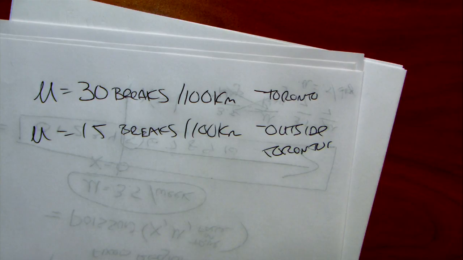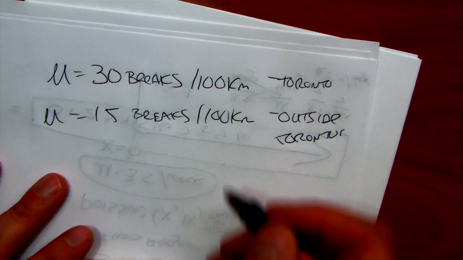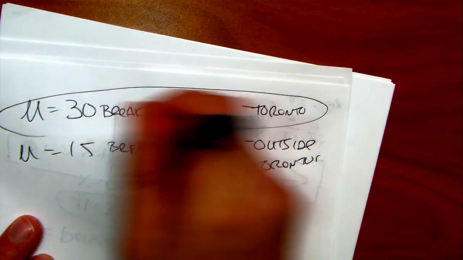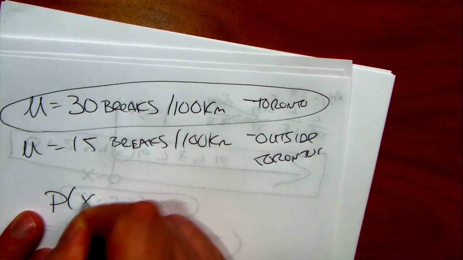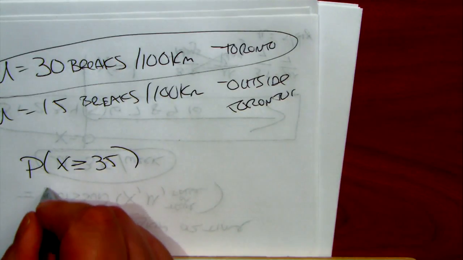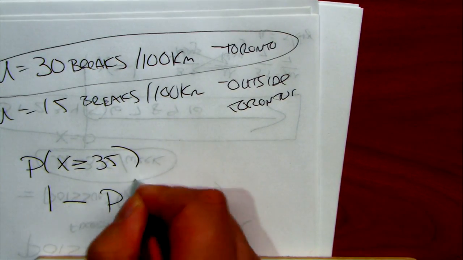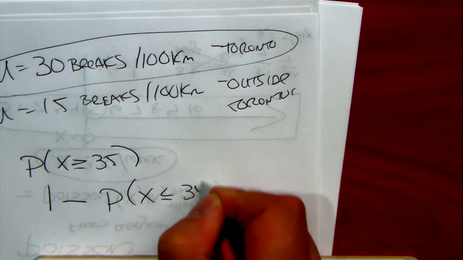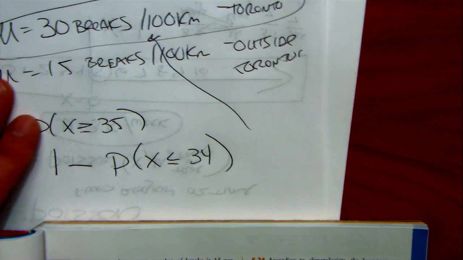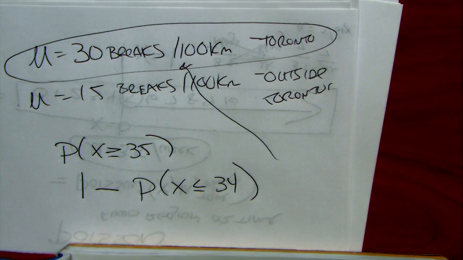Okay, so let's look at part A. Find the probability that in a stretch of 100 kilometers in Toronto, there are 35 or more breaks. So we are in Toronto, so we're going to use this average, and we're looking for the probability that x is greater than or equal to 35. So that means I need to take 1 minus the probability of 34 and down, when the average is equal to 30, because we're talking about being inside Toronto.